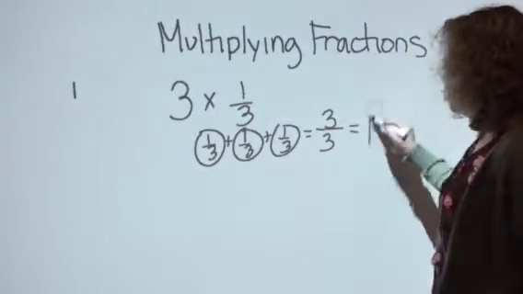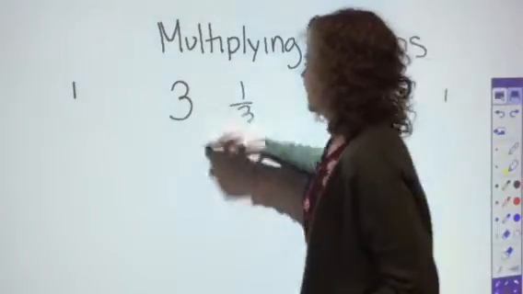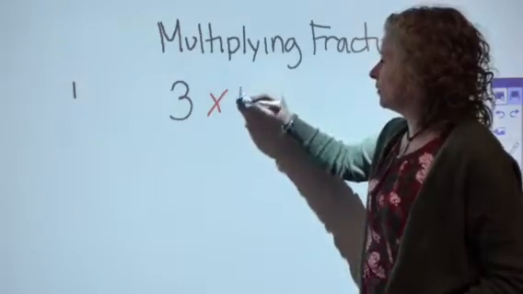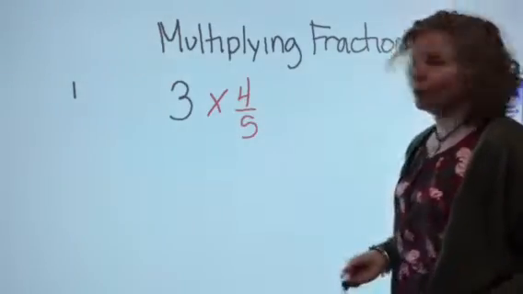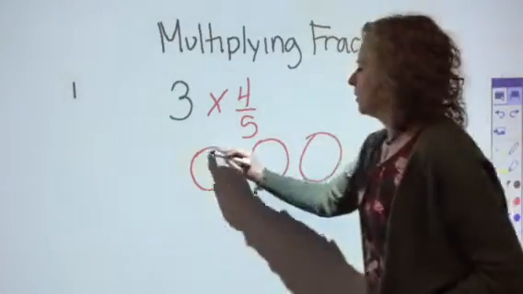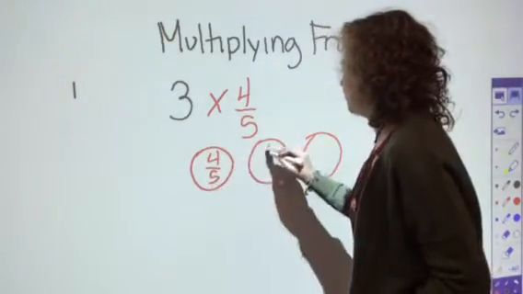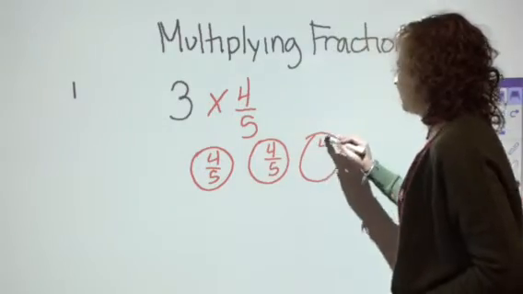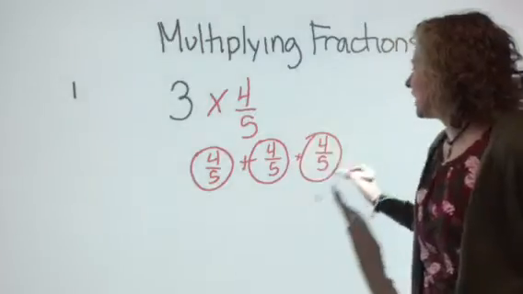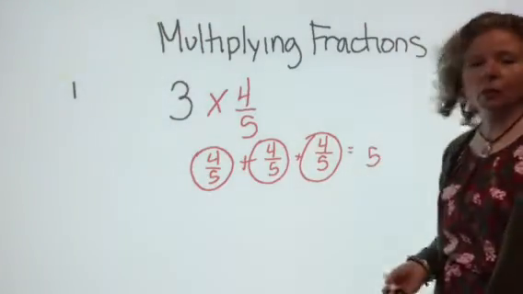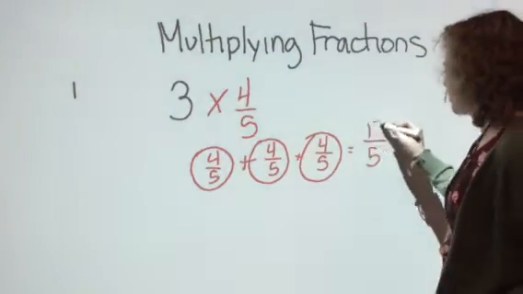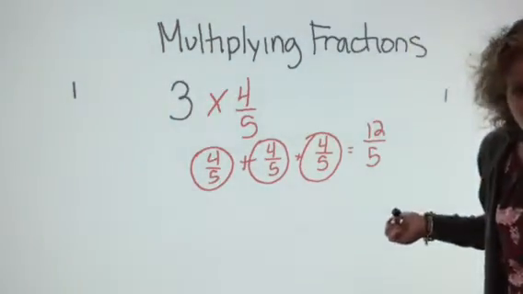Let me show you again. We're going to have 3 groups of 4/5. So I'm going to have 3 groups of 4/5. And I have to do what with these groups of 4/5? I'm just going to add them. The denominator is going to be the same, and the numerator, 4, 8, 12. 12/5.